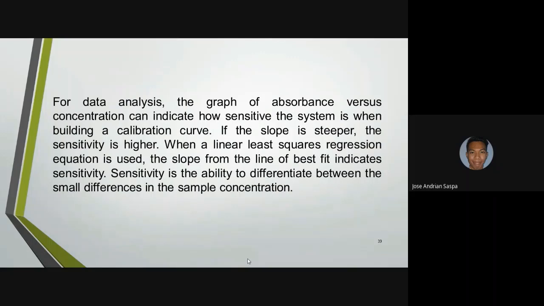For data analysis, the graph of absorbance versus concentration can indicate how sensitive the system is when building a calibration curve. If the slope is steeper, the sensitivity is higher. When the linear least squares regression equation is used, the slope from the line of best fit indicates sensitivity. Sensitivity is the ability to differentiate between small differences in the sample concentration.